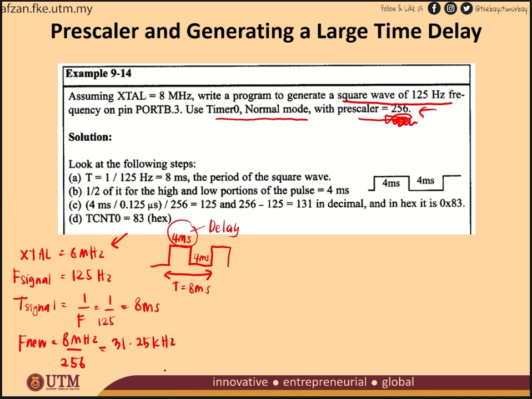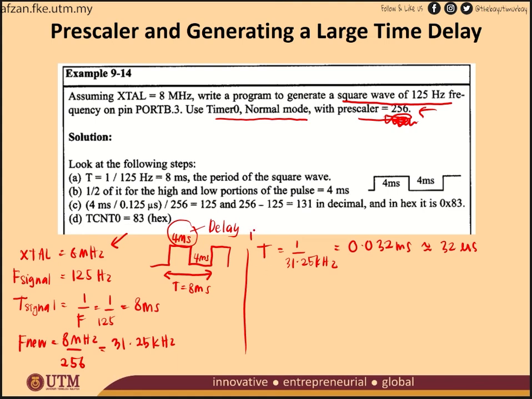31.25 kilohertz. Okay, that is your F new. From here you can get your T clock. T clock equals 1 over 31.25 kilohertz. So T equals 1 over your frequency that you get after you do the prescale. Here you get 0.032 millisecond, or sometimes you can put 32 microseconds. Okay, so this is your T.